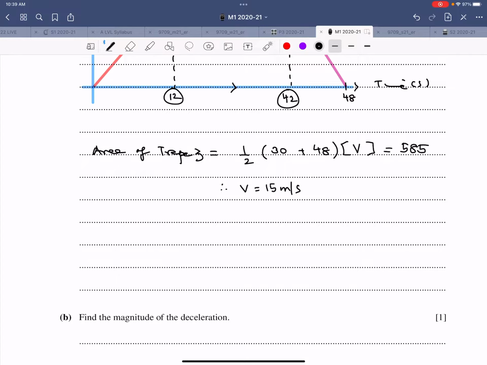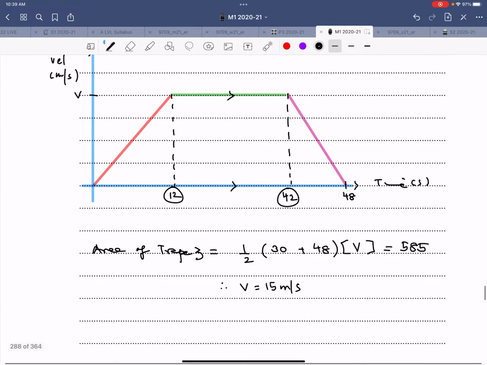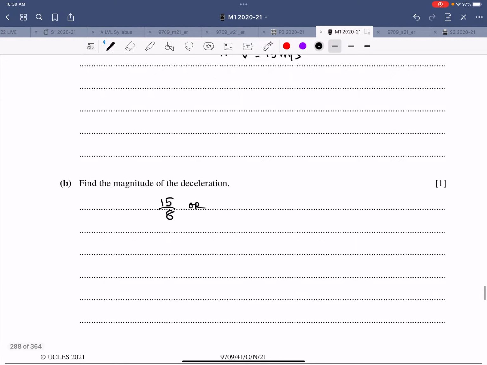The last part, magnitude of deceleration, that's too basic. That is change in velocity, which is 15, divided by change in time, which is 8. So this is simply 15 over 8... 15 over 6 actually. It's 42 and 48, the difference is 6. So therefore 15 over 6, that is 5 over 2, that comes out to be 2.5 meters per second squared. They're asking for magnitude, so don't plug in the negative sign.